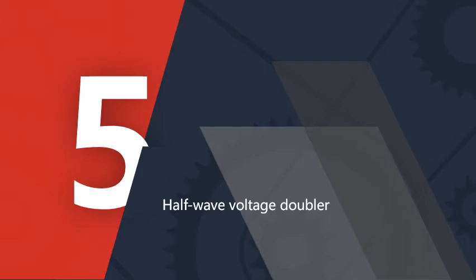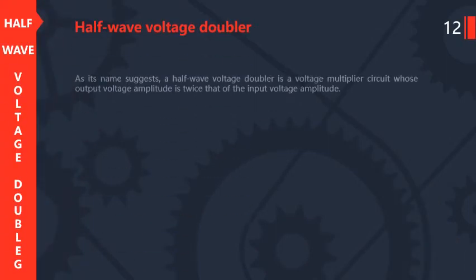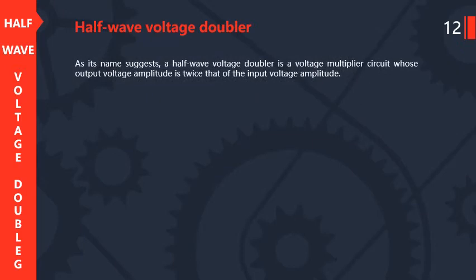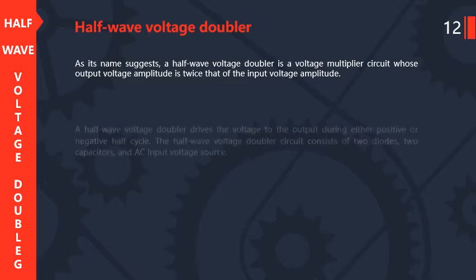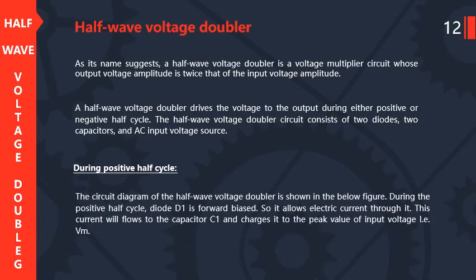Number one, half wave voltage doubler circuit. As its name suggests, a half wave voltage doubler is a voltage multiplier circuit whose output voltage amplitude is twice that of the input voltage amplitude. So it is called the doubler circuit. A half wave voltage doubler drives the voltage to the output during either positive or negative half cycle. The half wave voltage doubler circuit consists of two diodes, two capacitors and AC input voltage source. So during positive half cycle, the circuit diagram of the half wave voltage doubler is shown in a figure.